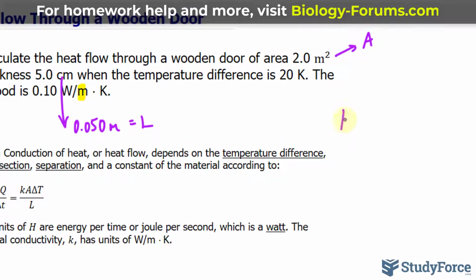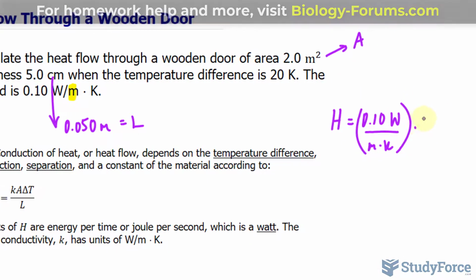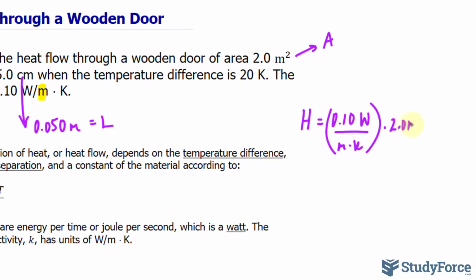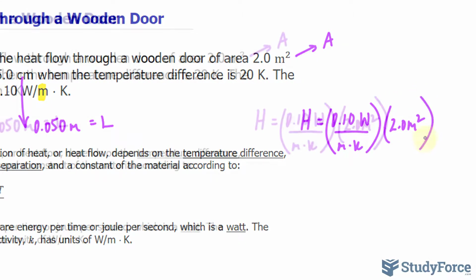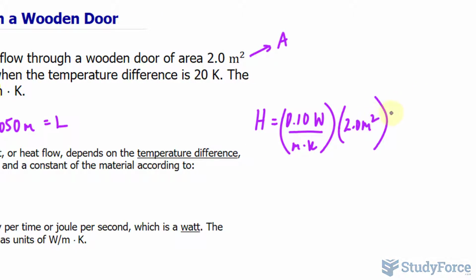So I have H is equal to 0.10 watts per meter times Kelvin. That's the first factor, times the area being 2.0 meters squared. And that gets multiplied to the difference in temperature being 20 Kelvin. And that gets divided by the separation being 0.050 meters.